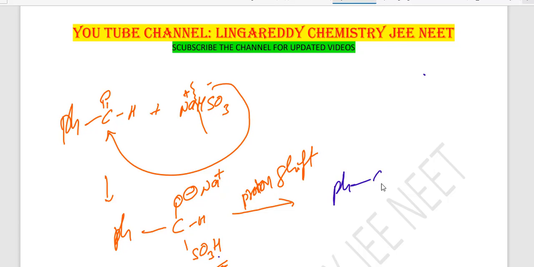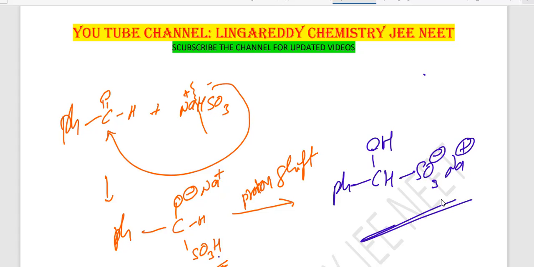Next step, Ph OH, hydrogen as it is, SO3 minus Na plus. So this is the final product. Okay, here a proton shift is there. Why? What is the reason? This is a good acid, a strong acid. Strong acid means it donates H plus, so it is donating H plus, and this H plus is going and attacking on the oxygen.